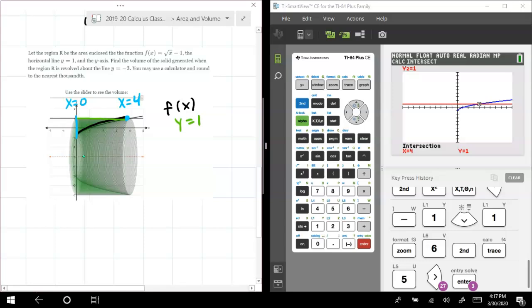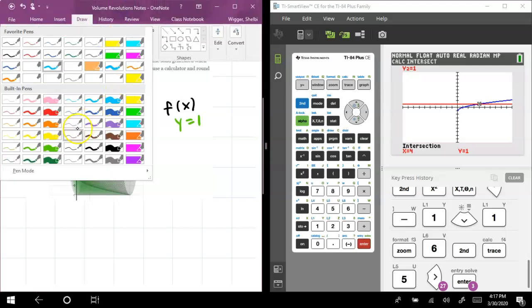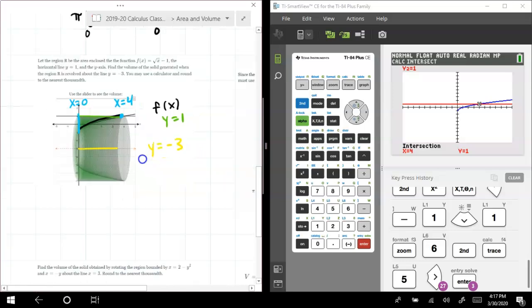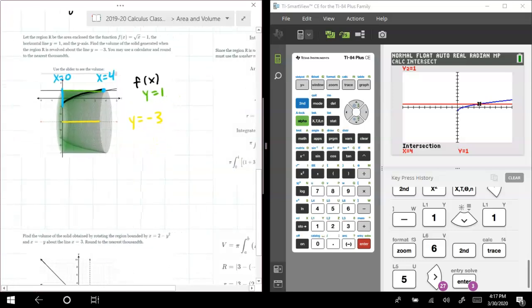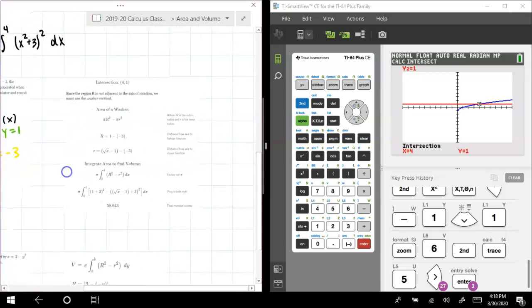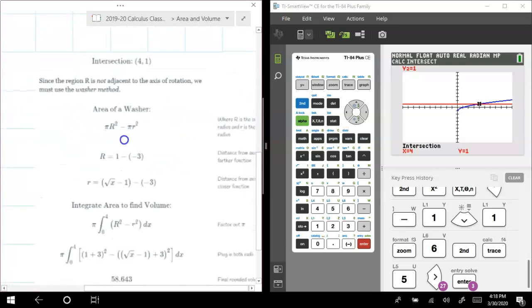Find the volume of the solid generated when the region R is revolved about the line y equals -3. So it's not revolved around the x-axis. It's moved down to the line y equals -3. So we need to integrate the area to find the volume, but here we have a different shape.